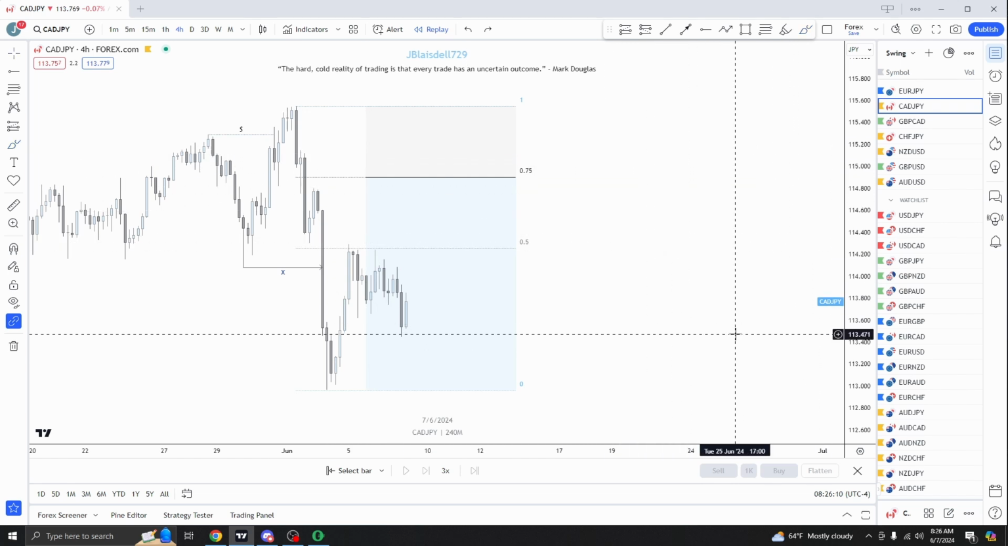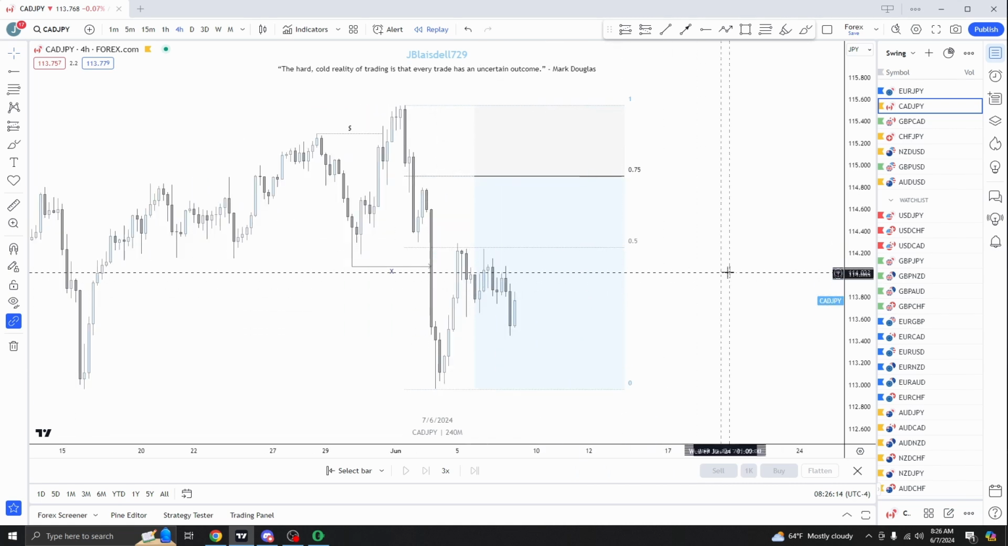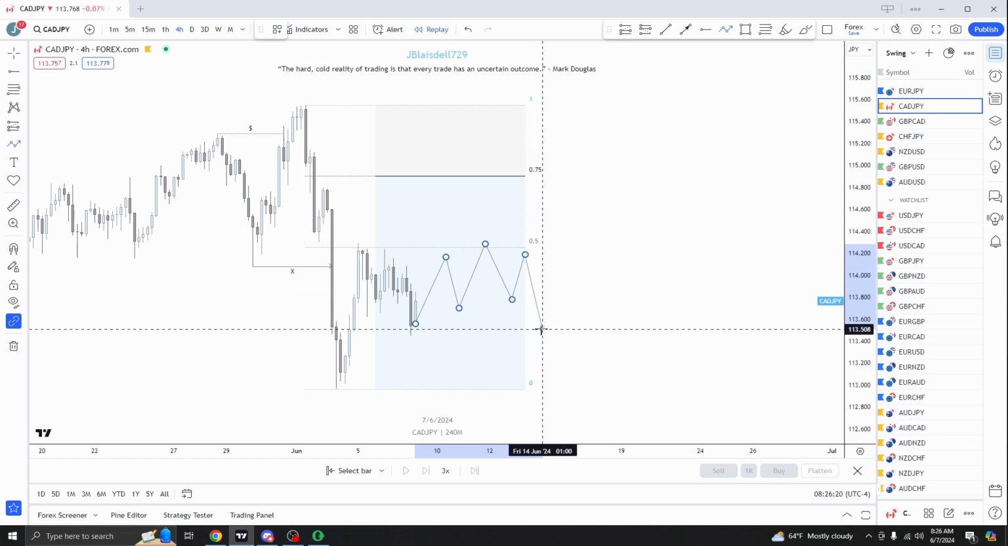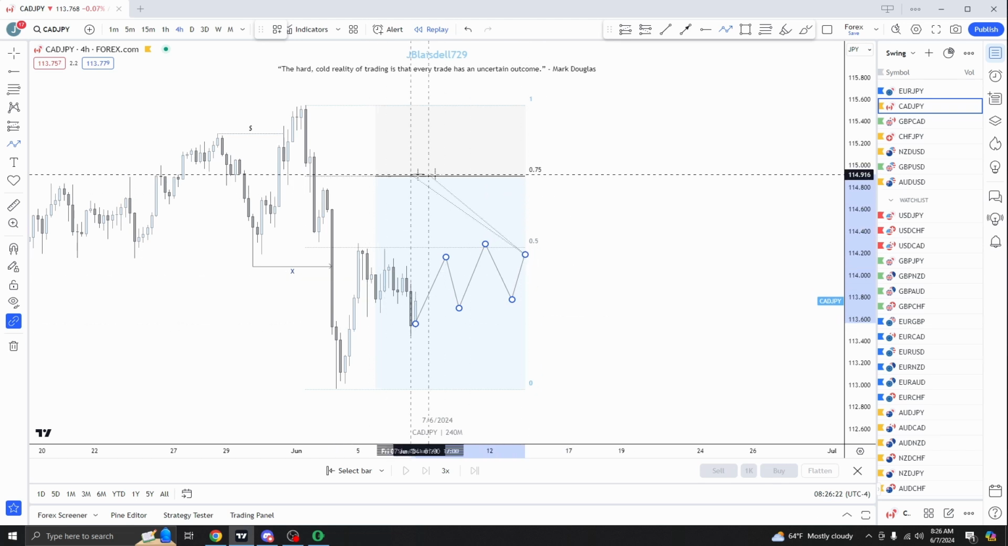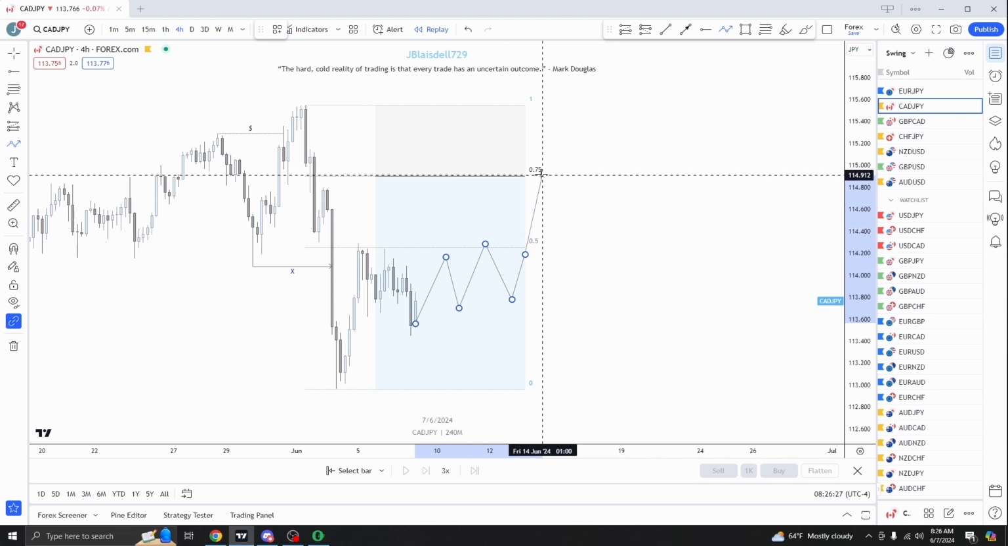CAD JPY, if it kept consolidating, honestly, with this one, probably similar to GBP CAD, if this just continued to consolidate for a long time, I'm going to begin questioning how long would this trade take to play out, and possibly delete it. But for me, it's mostly just a time thing.